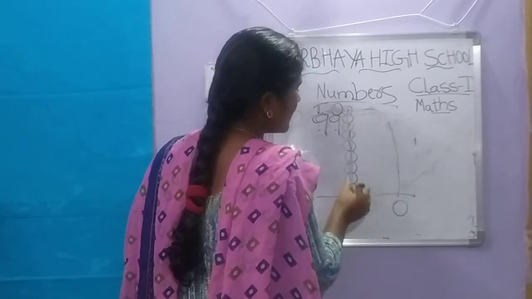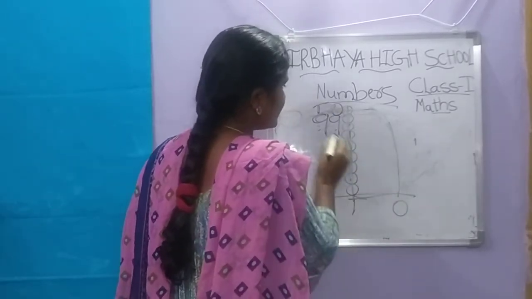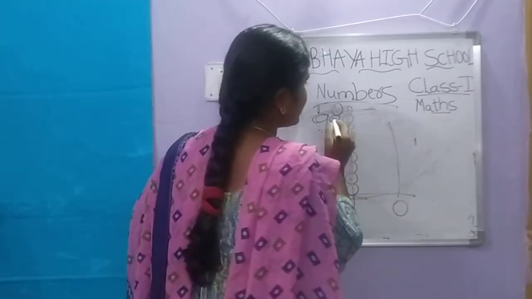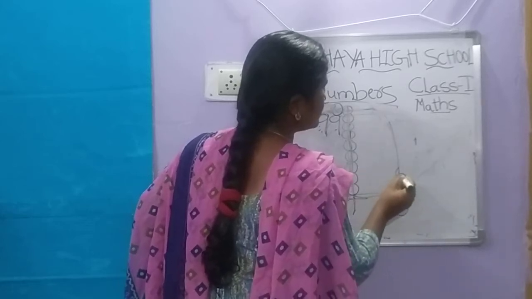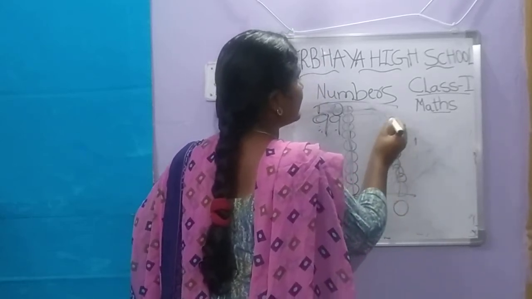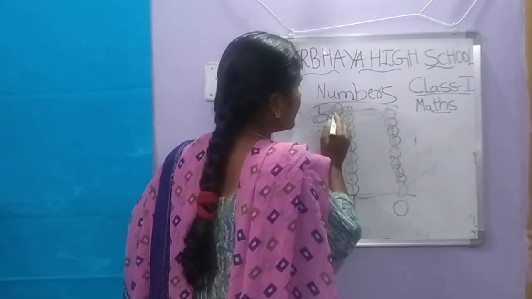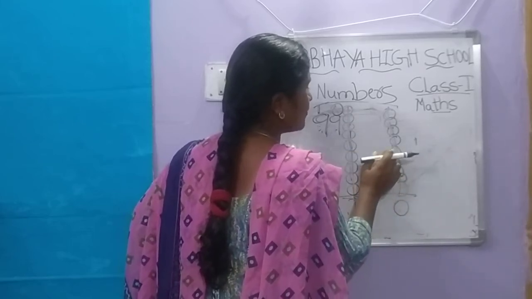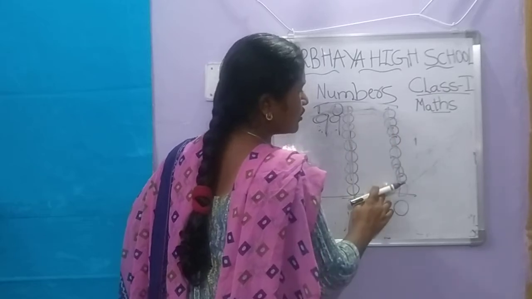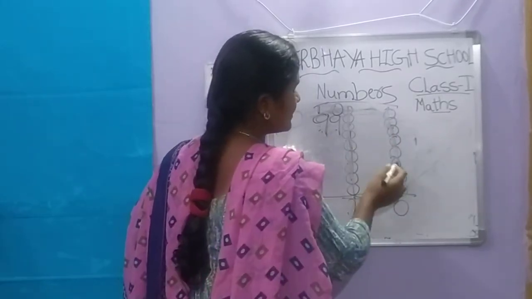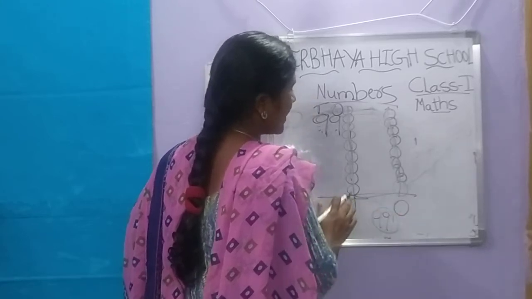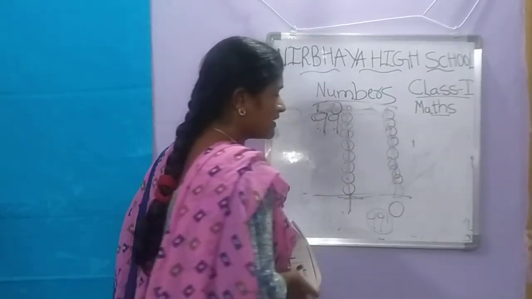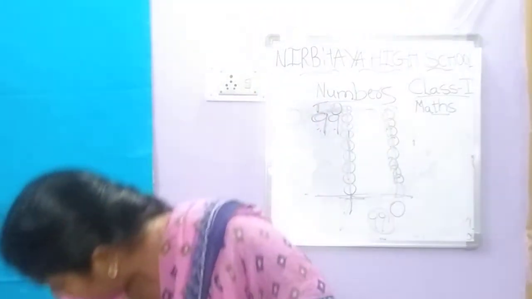How many beads are there? 9. We have to draw the 9 beads in the tens place. How many ones are there? 9. 1, 2, 3, 4, 5, 6, 7, 8, 9. Where should we draw the 9 ones? In the ones place. So we draw 9 beads in the tens place and 9 beads in the ones place. So totally 99. Okay.